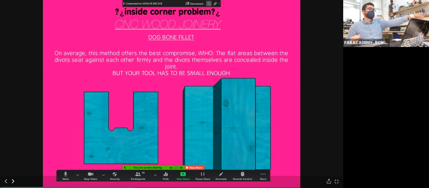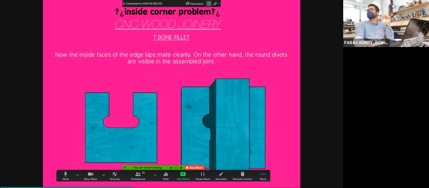Actually, if you look closely at all this furniture, you will see dog bones all over. The good point is we can hide them by using a smaller end mill. The dog bone is smaller. If it's a 6 millimeter, the dog bone is a 3 millimeter. It's always half of it. If you use a 3 millimeter, 1.5. 1.5 is quite a small end mill. So you have the choice of hiding the dog bone but taking more time in the cut, or not doing it.